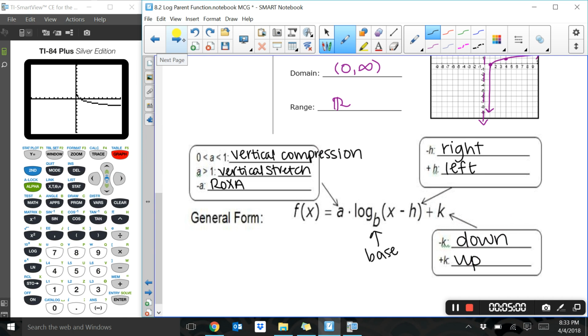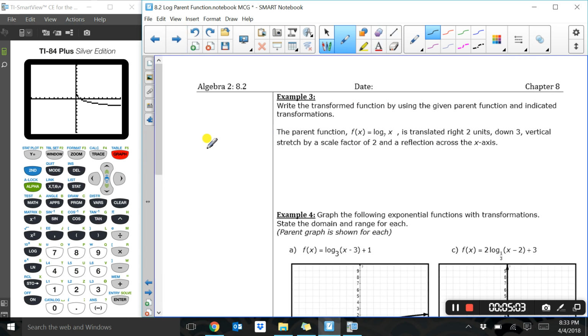So on the last page of your notes, we're going to look at what those transformations actually do. It says the parent function f of x equals log base 7 of x is translated right 2 units, down 3, vertical stretch by a scale factor of 2, and a reflection across the x-axis. So we're still going to have f of x equals. The reflection across the x-axis means we have a negative in the front, and the vertical stretch by a scale factor of 2 means we have a 2 before we write the word log. That base never changes. But I'm going to add a parenthesis here because I need to show that it went right 2 units before I show that it went down 3 units. And that's what that would look like.